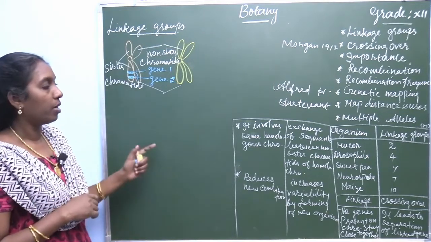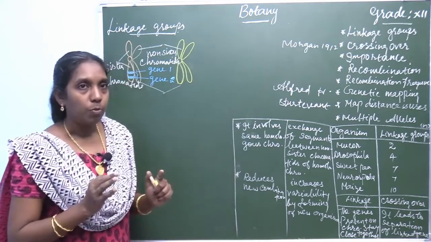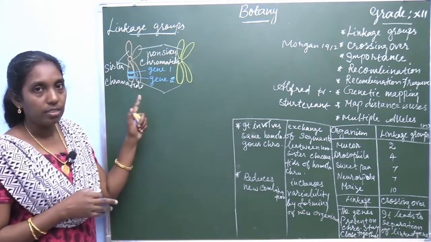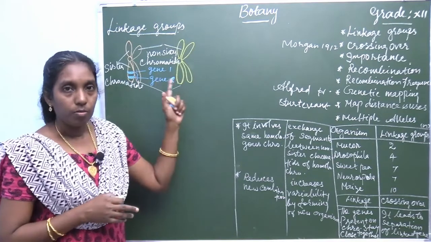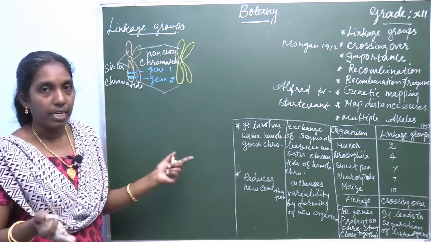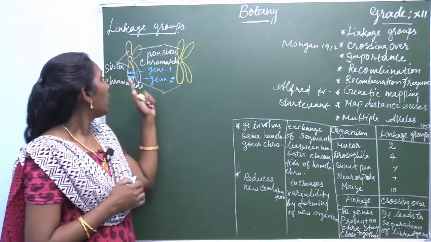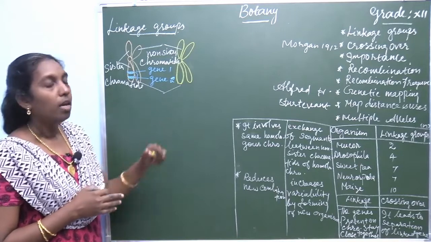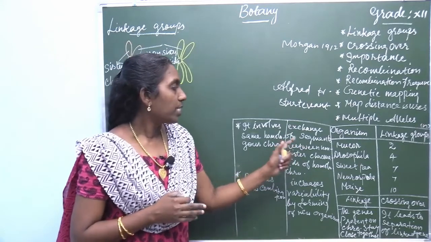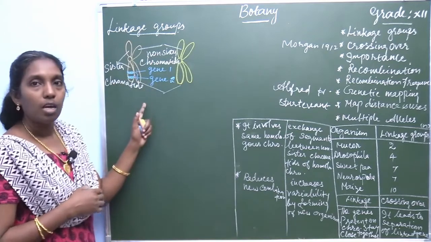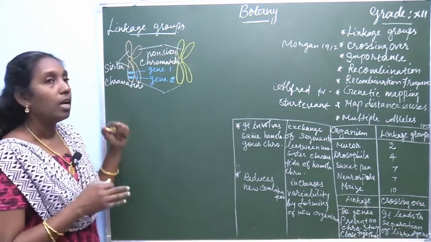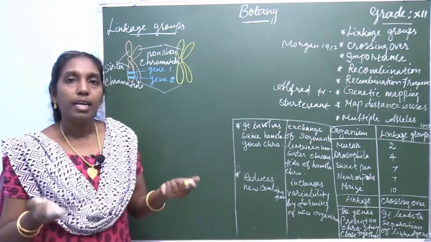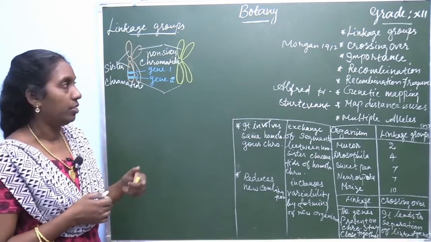There are 3 points very important for a 3-mark question. First point, genes present on a chromosome stay together in linkage, but in crossing over they separate. Second point, linkage involves the same homologous chromosome, but crossing over involves exchange of segments between non-sister chromatids. Third, linkage reduces new combinations, but crossing over increases new combinations.